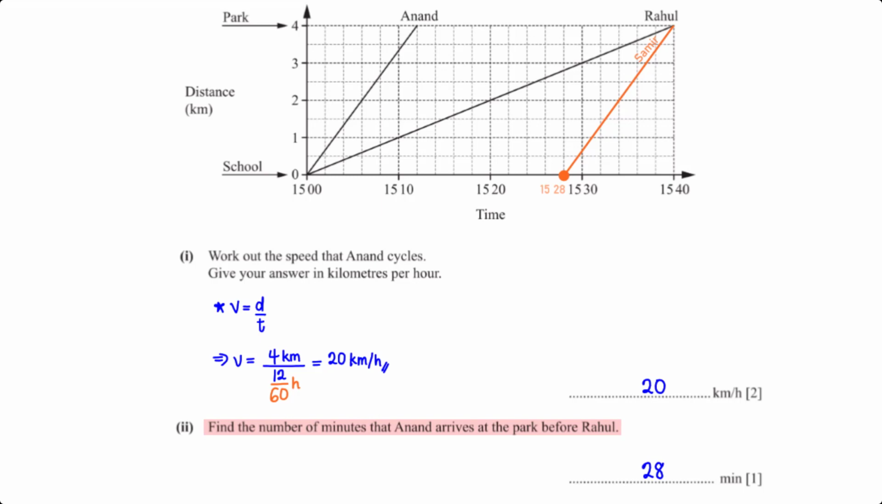Find the number of minutes that Anand arrives at the park before Rahul. Anand arrives at the park at this point and Rahul arrives at the park at this point. The number of horizontal line segments between these 2 points is 14. So the time duration is 2 times 14, which is 28 minutes.